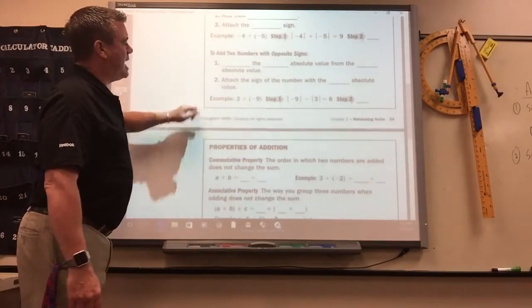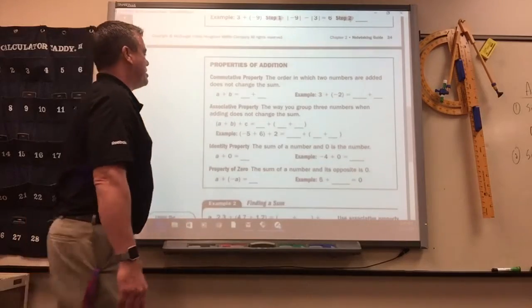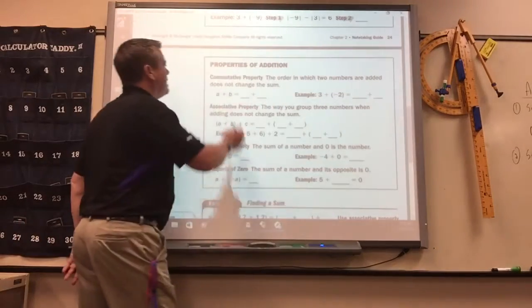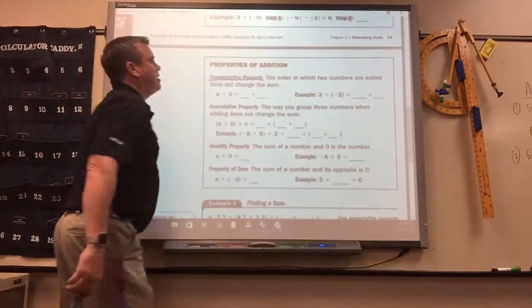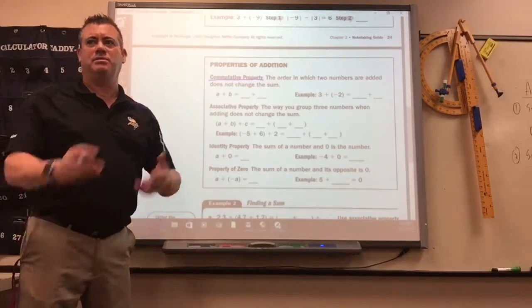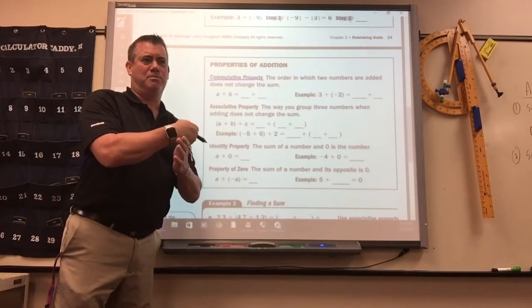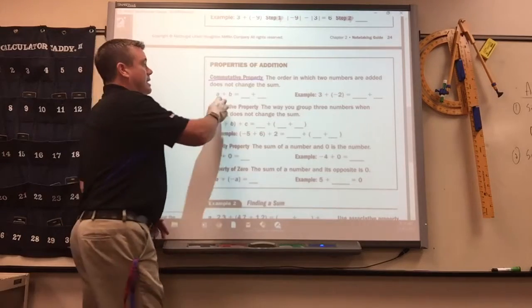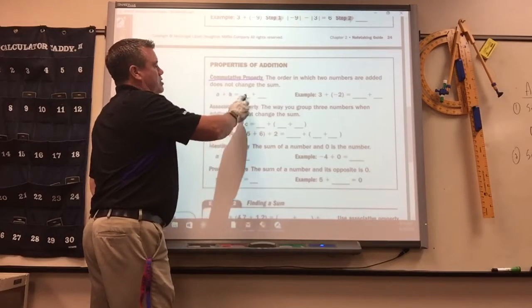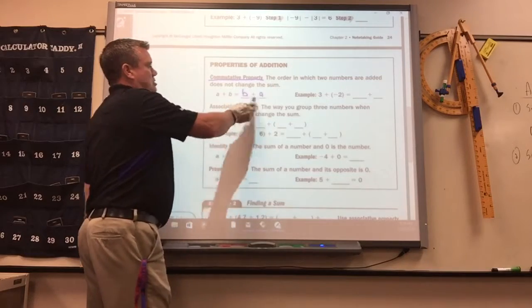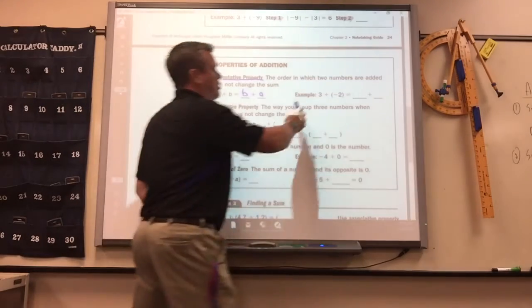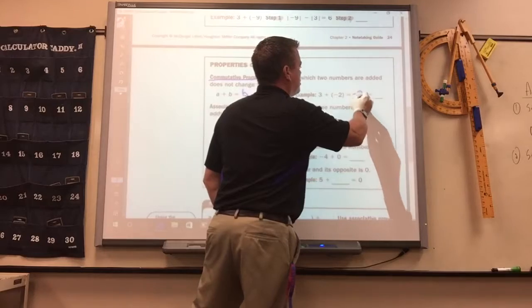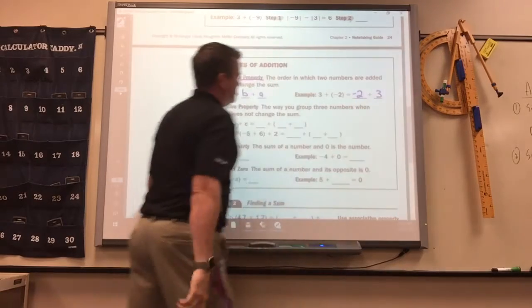So this is just the add rules. Properties of addition. Commutative. Doesn't matter what order you add them in. Multiplication is also commutative, but subtraction and division is not. The way it's written is A plus B equals B plus A. It doesn't matter what order you add them in. 3 plus negative 2, you could just go negative 2 plus 3.